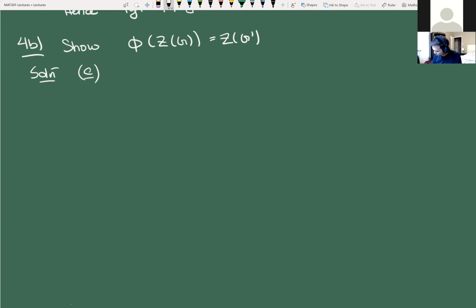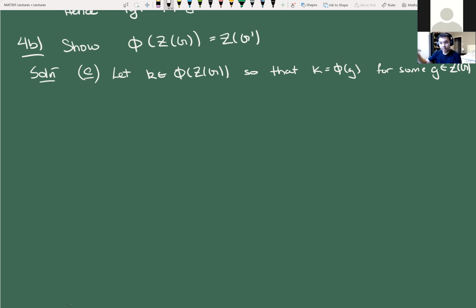All right, so what are we going to do? We're going to pick an element in the image of the center, right? So I'm going to use K to denote those elements. So let's let K be some element in phi of Z of G. And let's write that as phi of g for some g in the center of G, right? Because that's what it means to be in the image. Okay, now I want to show that K is in the center of G prime. So I want to show that it commutes with every element of G prime. So I'm going to let K hat be just an arbitrary element of G prime.